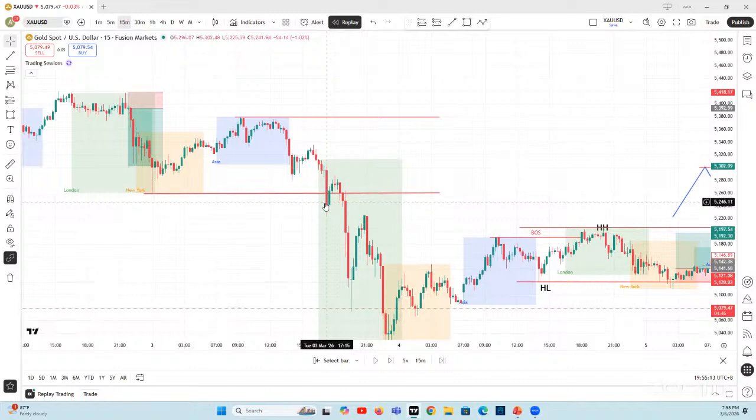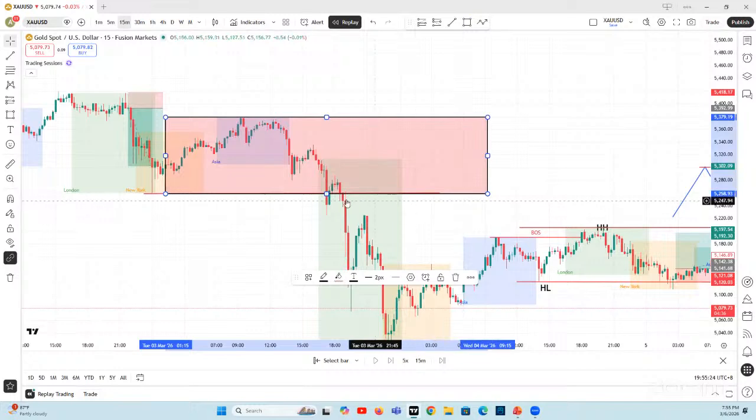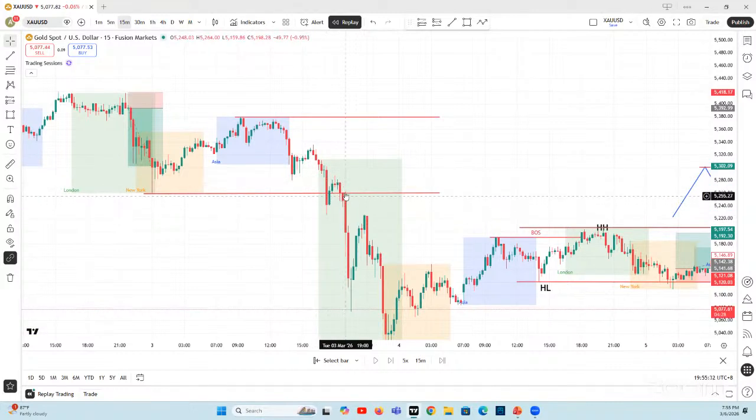It broke this. It made a change of character. There's a body candle close there. Yes, this is the range. But price wants to go down. So it made that one. Retested this line here again.